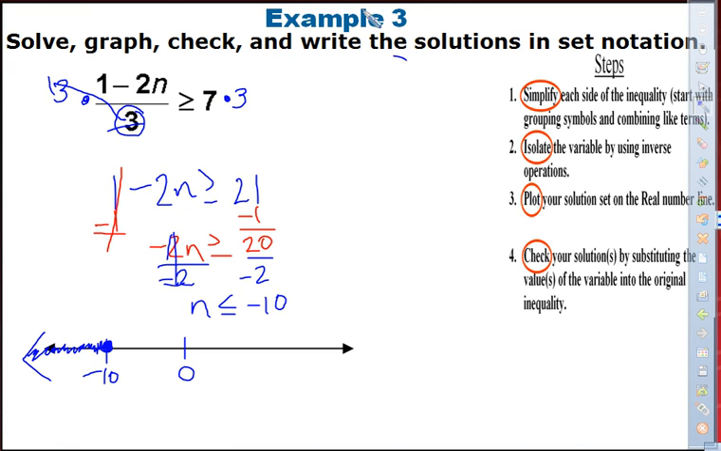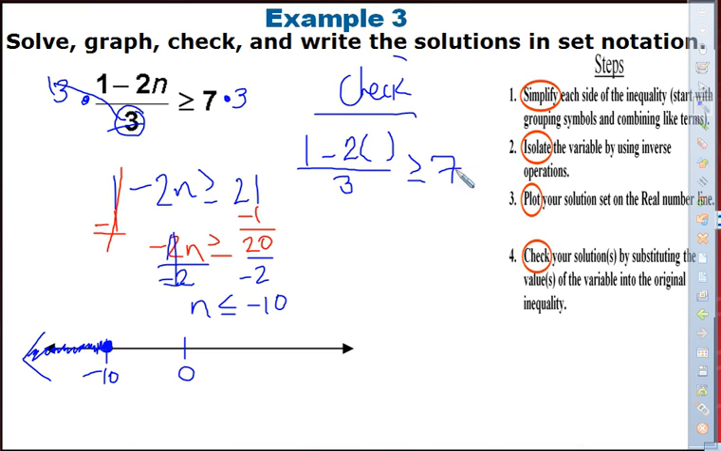Okay, let's check it. I'm going to rewrite this: 1 minus 2, but instead of the variable, I'm going to open a parenthesis, over 3, greater than or equal to 7. So I'm going to select a number from here. I'm going to select negative 11, and I'm going to substitute that in here.